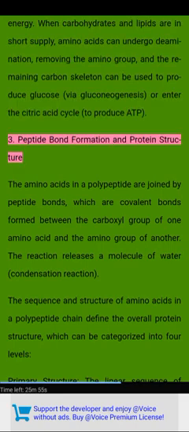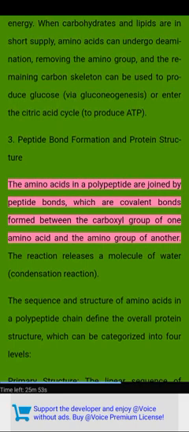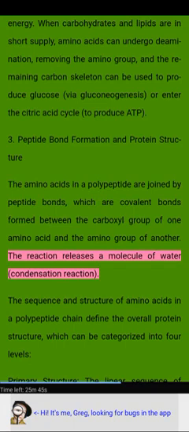3. Peptide bond formation and protein structure. The amino acids in a polypeptide are joined by peptide bonds, which are covalent bonds formed between the carboxyl group of one amino acid and the amino group of another. The reaction releases a molecule of water, a condensation reaction.